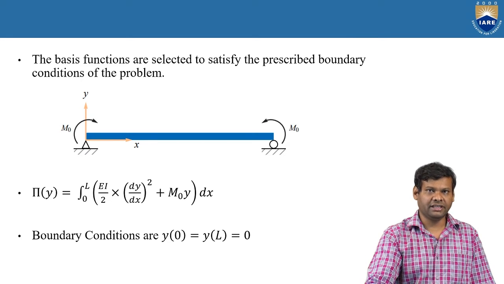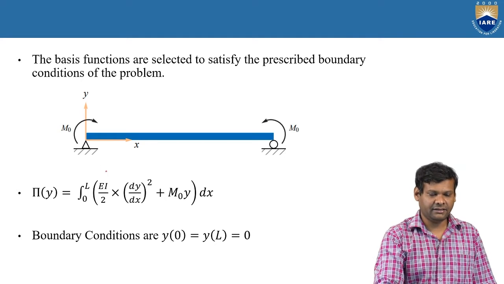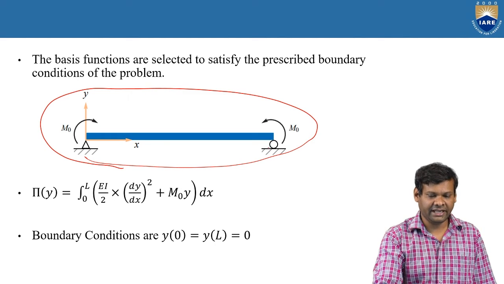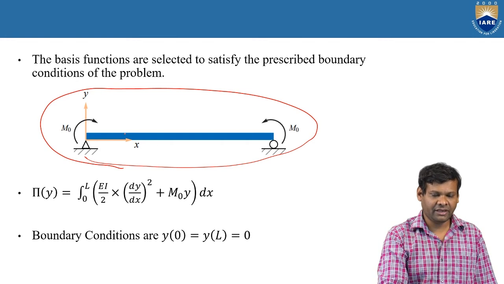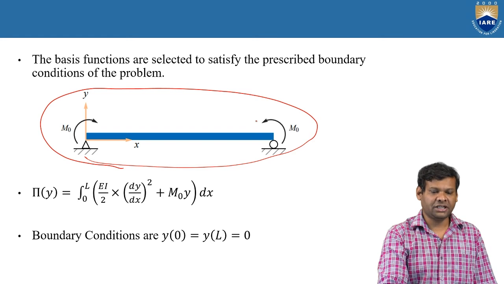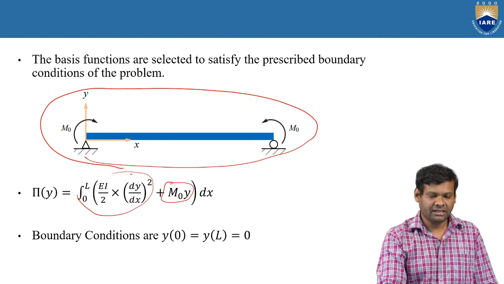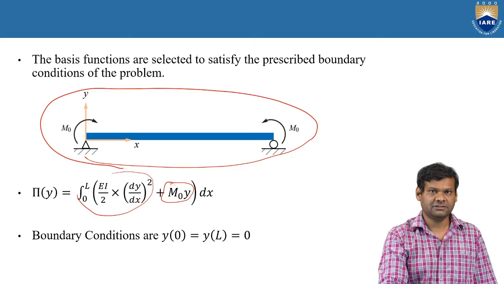And let us look into a problem. This is the schematic of our problem, and one end is a roller support and another end is a simple support, and we have a moment M0. The total potential of the system can be written as the integral from 0 to L of EI/2 into (dy/dx) whole squared plus M0 y into dx. This is because of external work done, and this is because of strain energy, and the total potential energy is as follows.